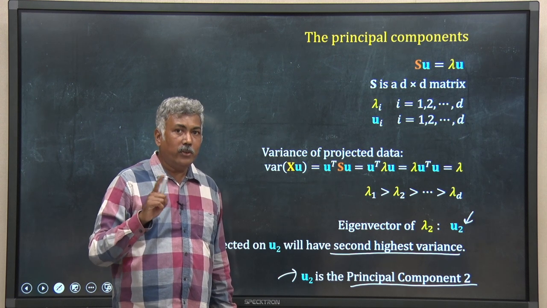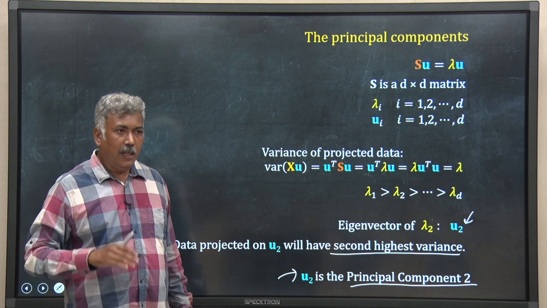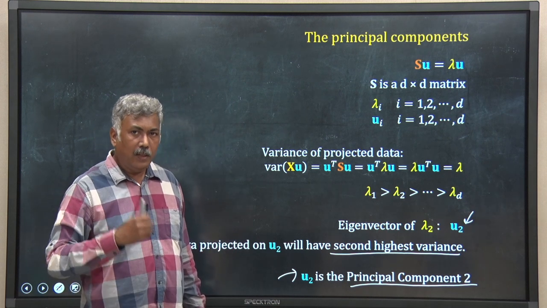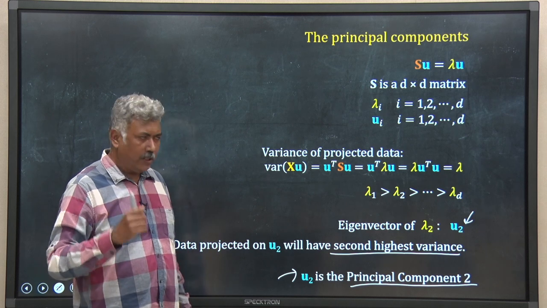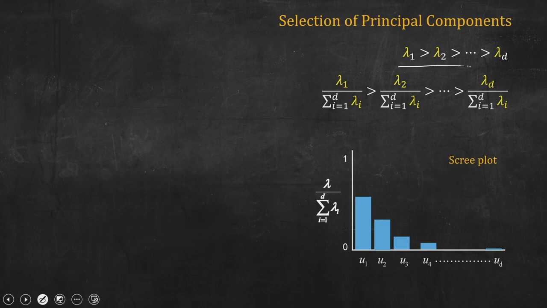But remember, I do not want to choose all these D vectors or D principal components. I want to truncate, remove most of them, and select a handful of them. How can I do that? That is also very simple. This is the order of eigenvalues: lambda 1 is the highest and lambda D is the lowest.